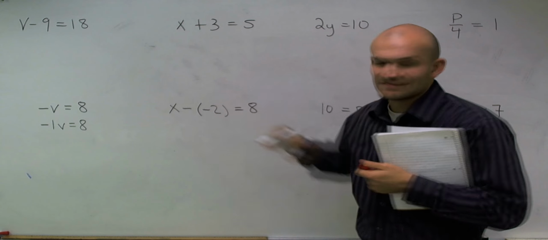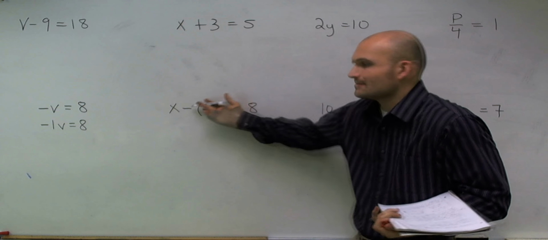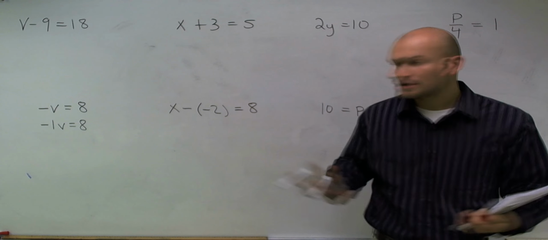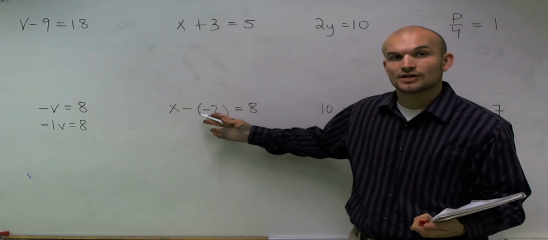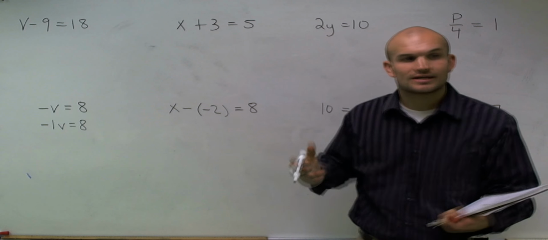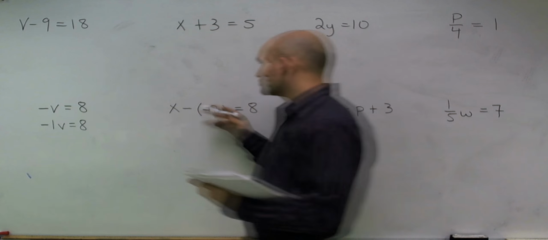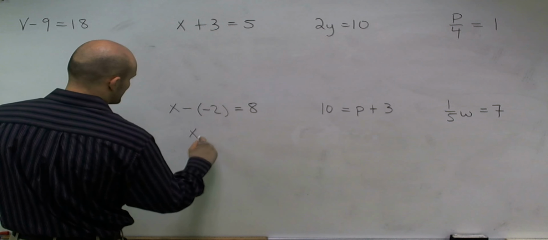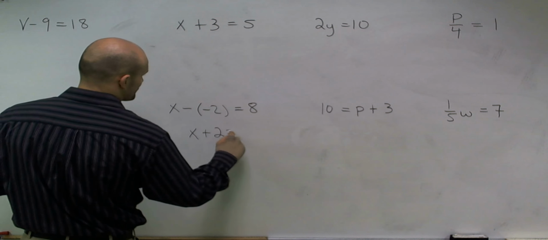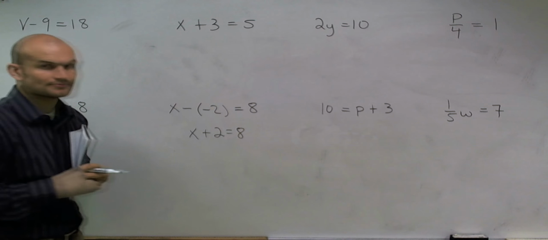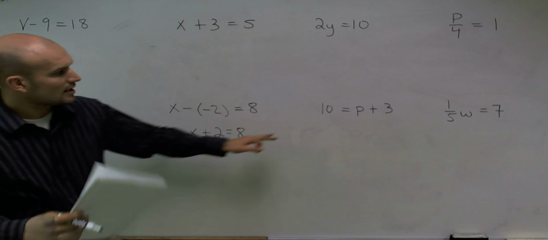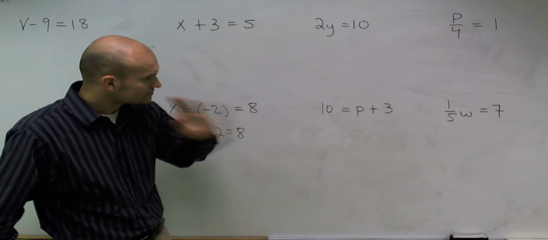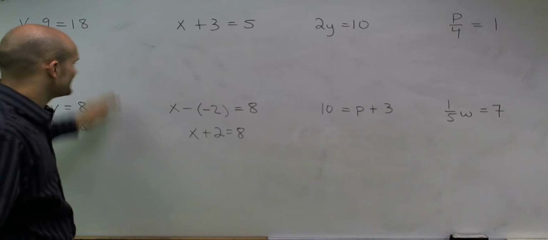Here, I have a double negative. Well, what happens when you have negatives next to each other? Remember, a negative minus another negative is going to actually cancel each other out to give you a positive. So this problem can actually be rewritten as x plus 2 equals 8.